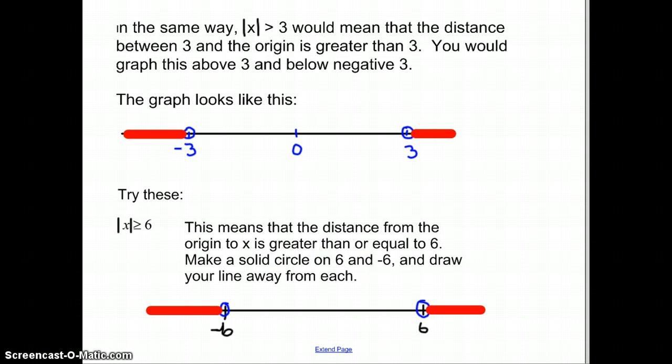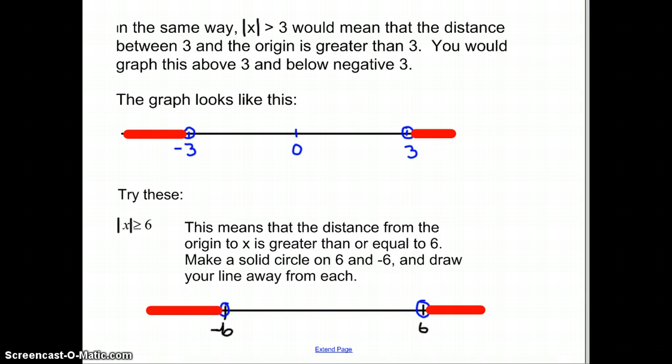In the same way, the absolute value of x is greater than 3 would mean the distance between x and the origin is greater than 3. So that means the graph is going to be above positive 3 and below negative 3. So it splits in the middle, right? It's like the OR inequalities that we've already looked at.